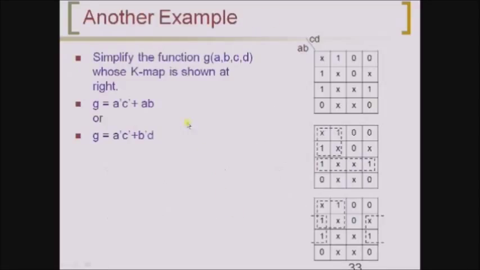Another example: simplify the function g of a, b, c, d whose K-map is shown at right side. This is the K-map, already we have plotted it. Now again we can go with the groupings in 2 ways. We have gone with these 2 ways, where again you can see we have got only 2 minterms in the realized function or realized expression.